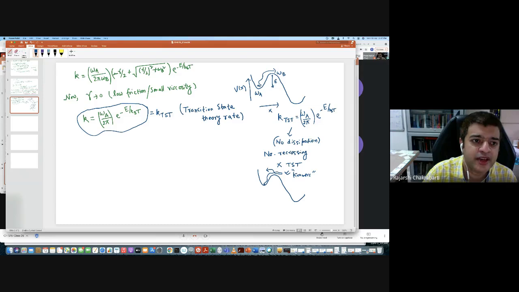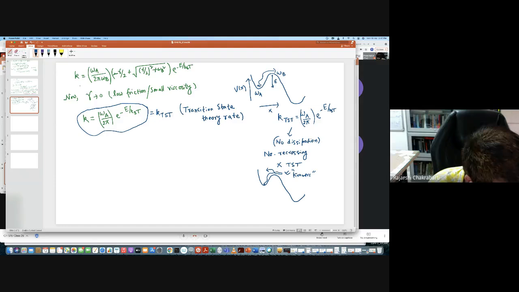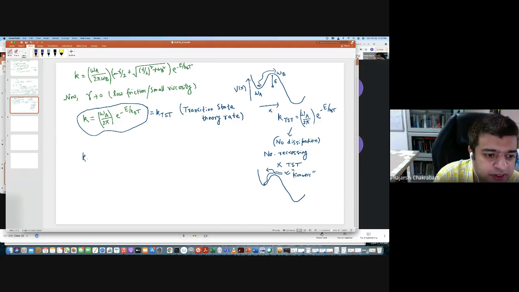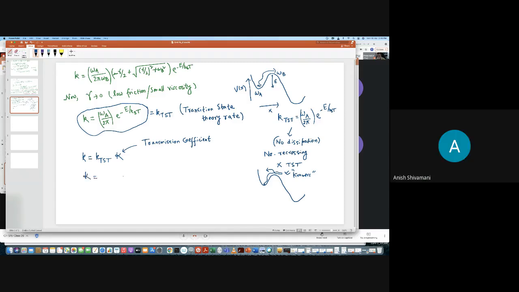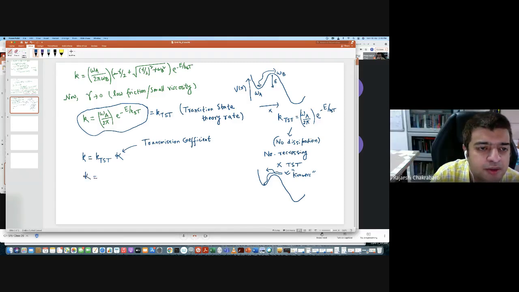So I can always write Kramers as something like the transition state result times something like kappa. Let us write it like this. The Kramers rate, I can write it as k TST into kappa. And kappa is called the transmission coefficient. What will be the expression for kappa? 1 over omega b. You know that because I have to leave out the transition state. So it is like this.